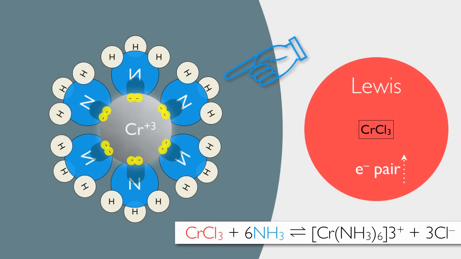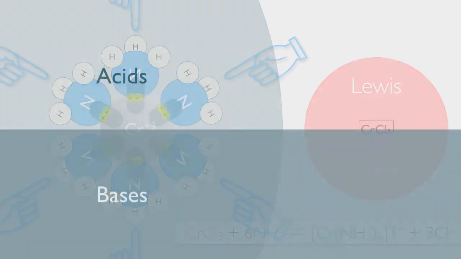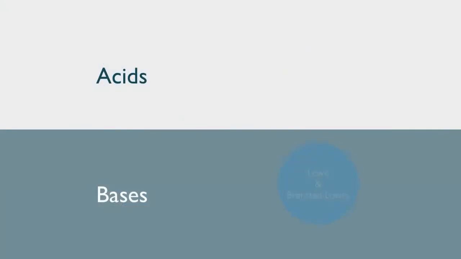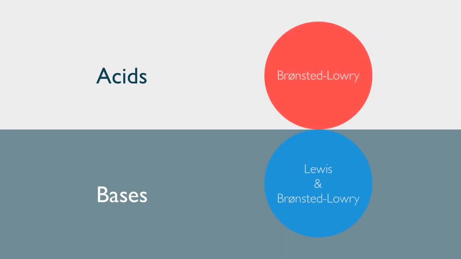Of course, the ammonia, though it was not accepting a proton in this reaction, was donating an electron pair, and it could have accepted a proton in a different reaction. So again, the Lewis bases are the same as the Bronsted-Lowry bases. So to summarize, the Bronsted-Lowry bases are the same thing as Lewis bases. Lewis bases are Bronsted-Lowry bases. And all Bronsted-Lowry acids are Lewis acids. But Lewis acids include a few more things that are not in the Bronsted-Lowry acid group.